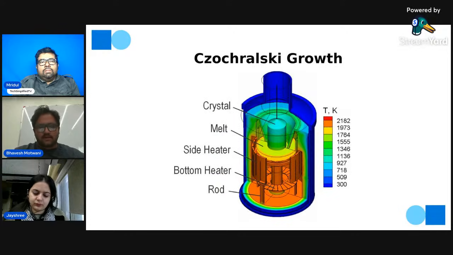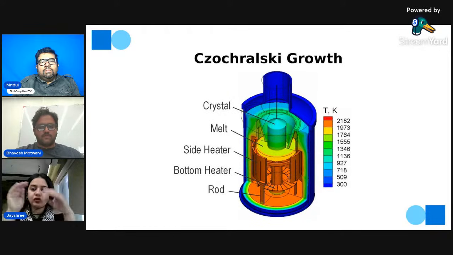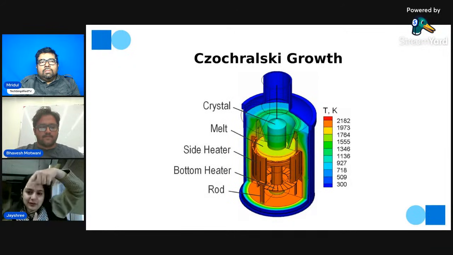Now the CZ method. So what's the CZ method basically? It's called the Czochralski growth method. We can call it the CZ method, or sometimes we call it the puller method. Why puller method? Because in this method we pull the ingot from its crucible to get the complete ingot, so that we get a complete wafer.